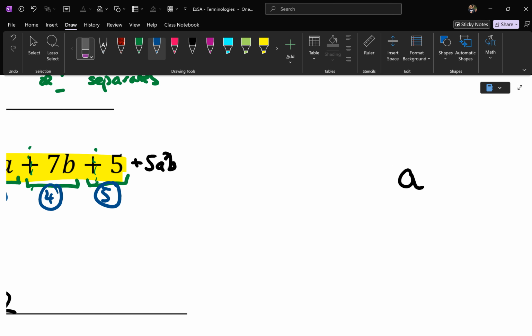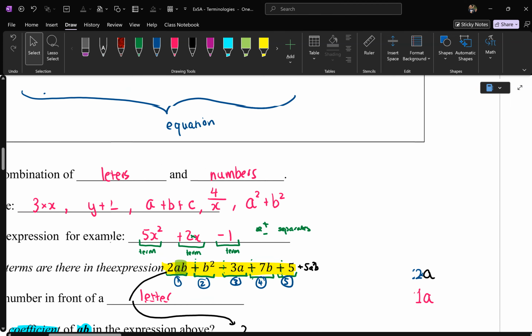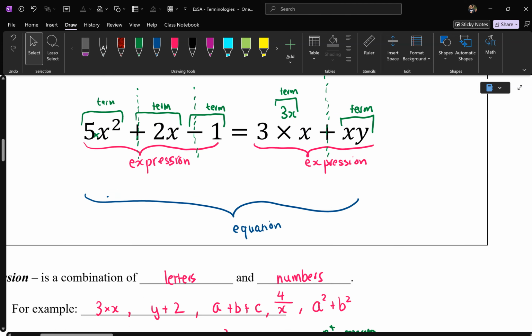Whereas once you have more than 1, we normally write a 2 in front of it, and that means 2 times A. But if you just write the letter A, and I said, what's the coefficient of A? Well, the coefficient is currently 1. That means the number that's in front of the letter. So let's do a bit of a practice here.